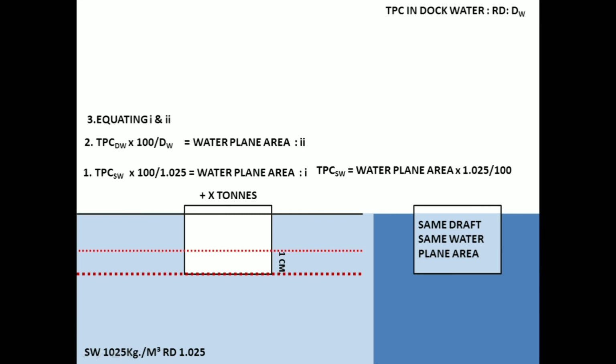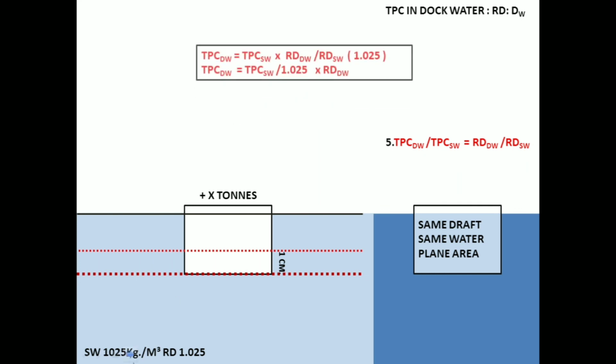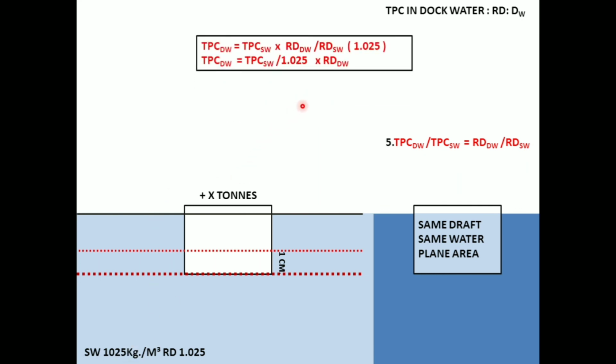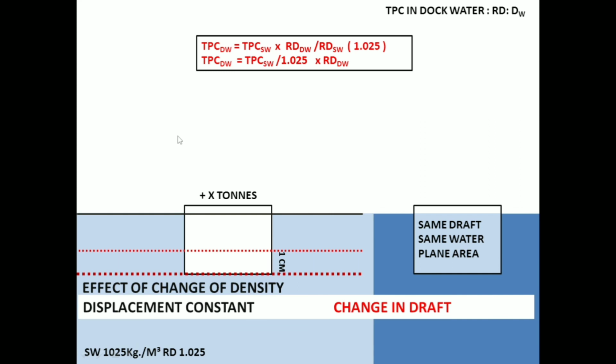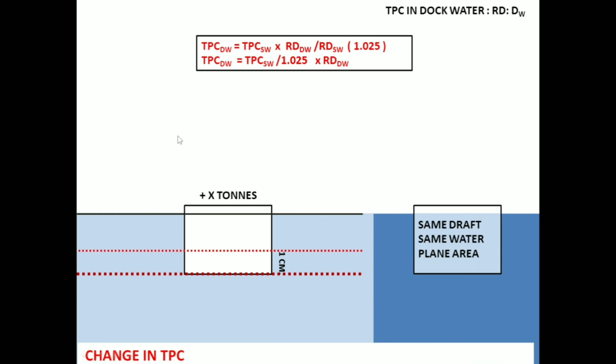If you equate both of them, 1 and 2, you get this. And that works out to TPC dock water divided by TPC salt water equals the ratio of relative densities. So when you are going from one density to another, the TPC would change in proportion to this particular formula. So the effect of change of density, what we have seen today: displacement was constant, there was a change in draft. If the draft was constant, that means there was a change in displacement. And now we saw that there is a change in TPC.